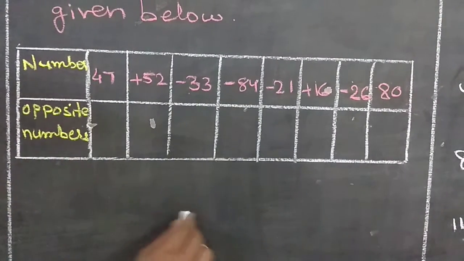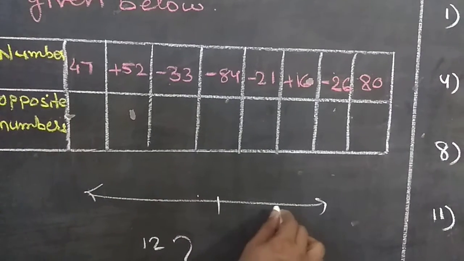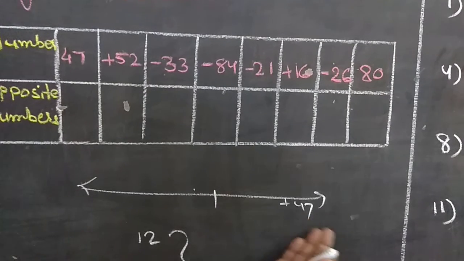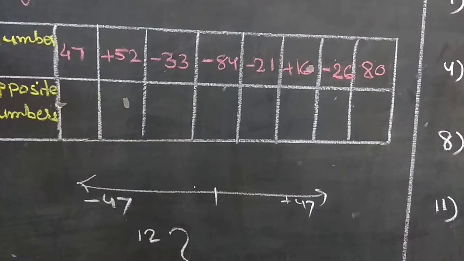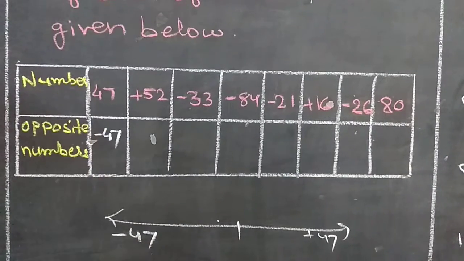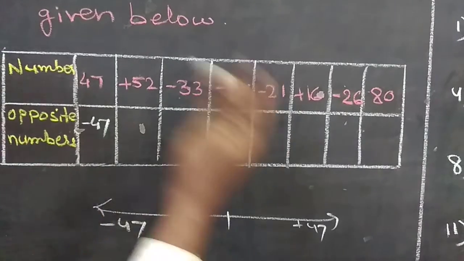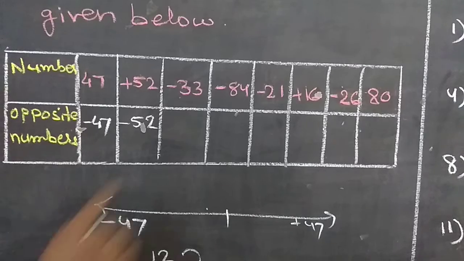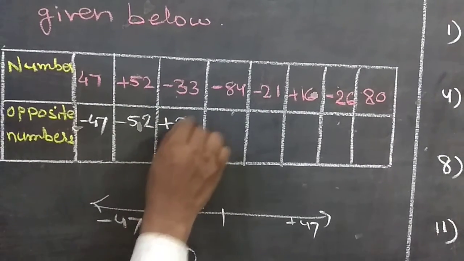See, it is 47. Now the opposite of 47: suppose this is your number line. On the number line, plus 47 is somewhere here. Now the opposite will be in the reverse direction, and it will be here, minus 47. So its opposite number will be minus 47. Similarly here it is plus 52, so its opposite number will be minus 52. It is minus 33, so its opposite will be plus 33.